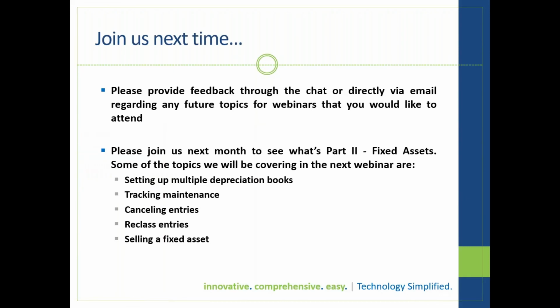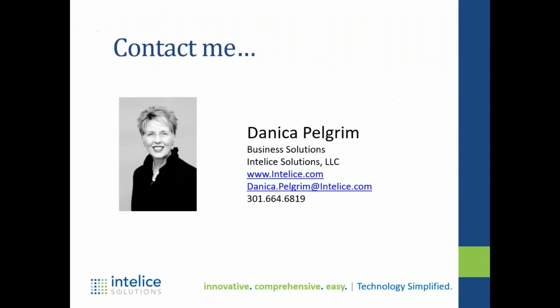That's all we have today for a high-level overview of fixed assets. Next month, we're going to be talking about setting up multiple depreciation books, tracking maintenance, using the cancel entries if you make mistakes. There's also a reclass entry if you make mistakes or you need to do partial disposals. And we're going to talk a little bit more about selling fixed assets for money.